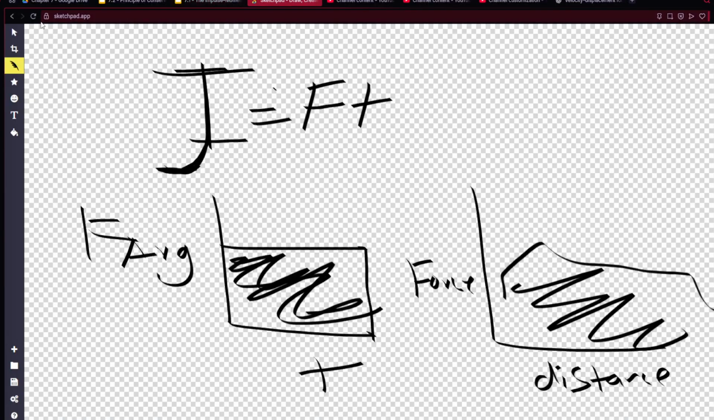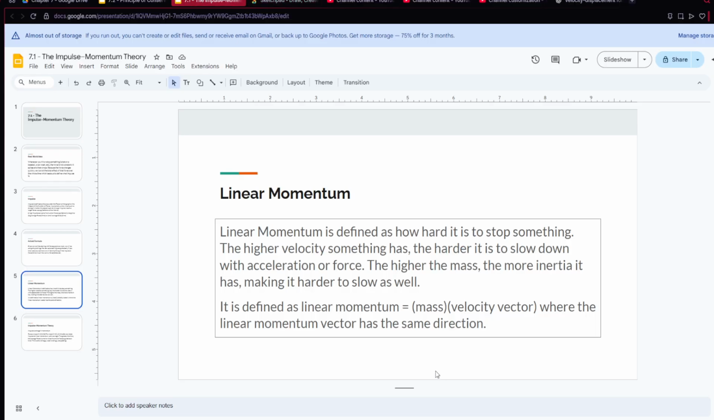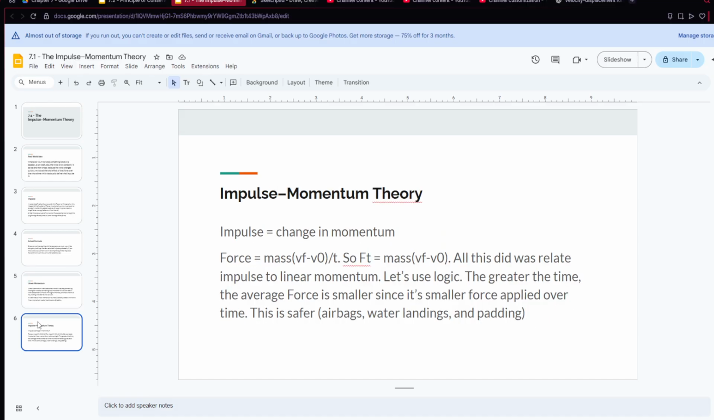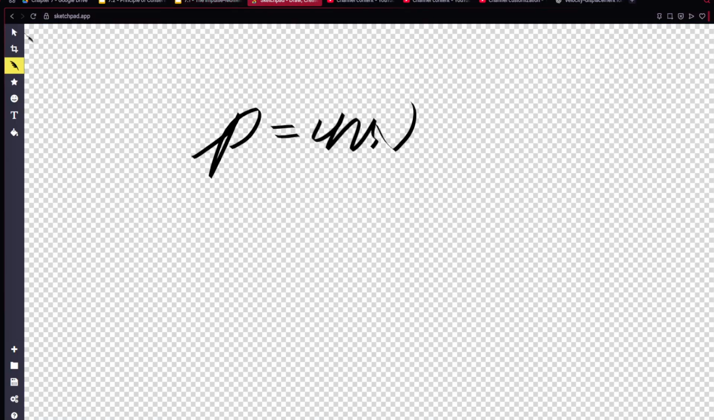So linear momentum is just defined as mass times velocity. In fact, the formula would just be p equals mv. And we'll see how they defined it, where the linear momentum vector has the same direction as the velocity vector. So let's go over the derivation here, and it's quite simple actually.